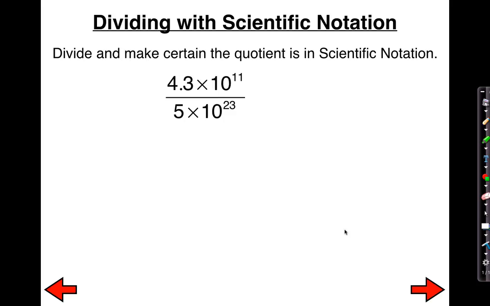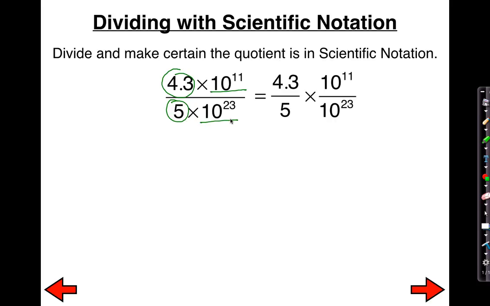So with scientific notation, just like with multiplication, there might be a case where the coefficient isn't good. It may be too small or too big and you're going to have to adjust. So here's an example. We're going to follow the same steps, 4 and 3/10 divided by 5. And then we're going to go ahead and pair up the base 10s with the exponents. So we're going to multiply that by 10 to the 11th over 10 to the 23rd.